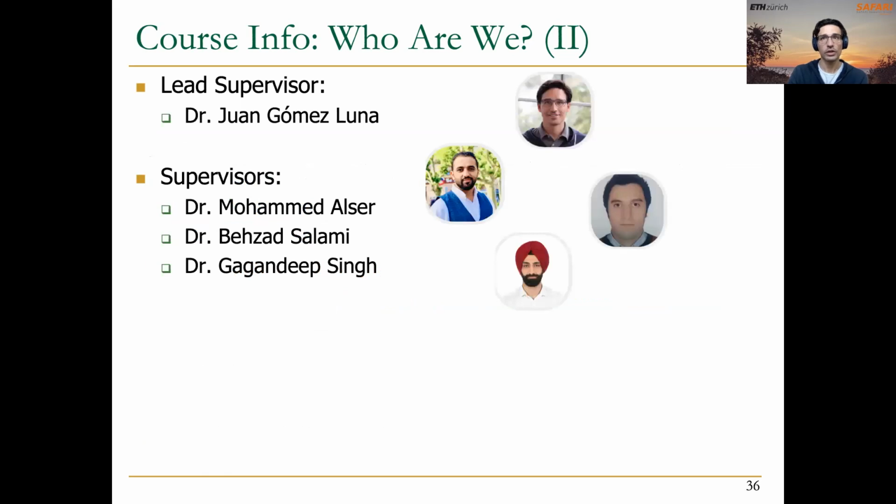The rest of the team is me, Juan Gómez Luna. As I said in the beginning, I'm a senior researcher in the Safari Research Group. And there are 3 more supervisors in the course: Dr. Mohamed Alser, who works in bioinformatics, processing in memory, hardware acceleration; Dr. Beksat Salami, who also works in hardware acceleration with FPGAs; and Dr. Gagan Singh, who works in machine learning and hardware acceleration as well.